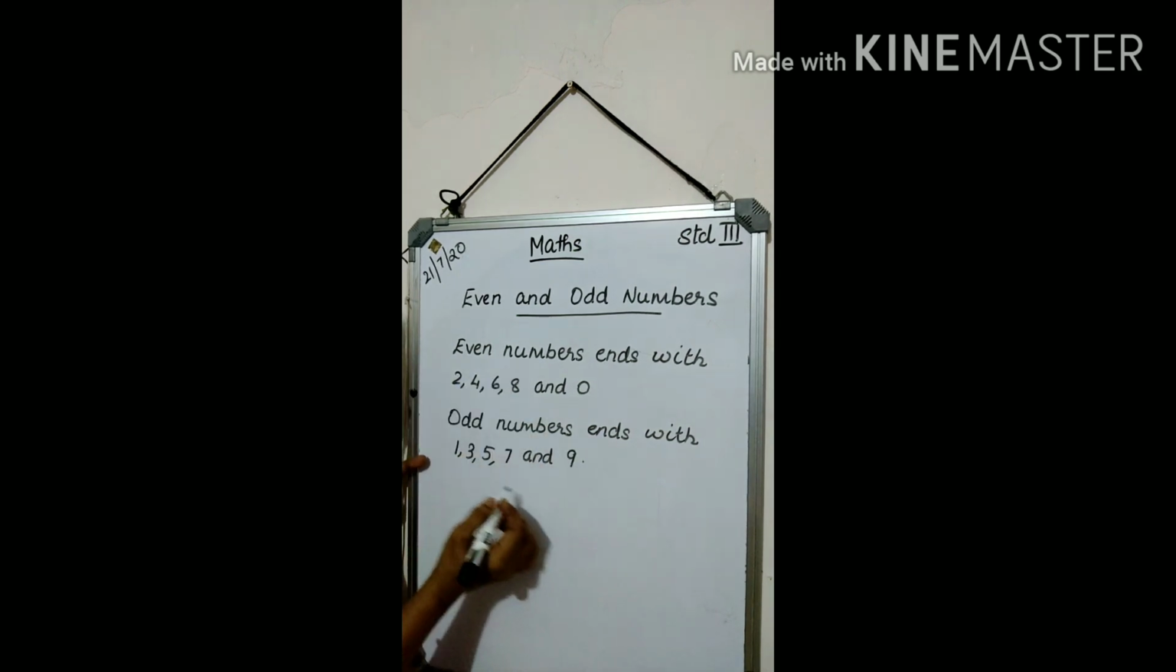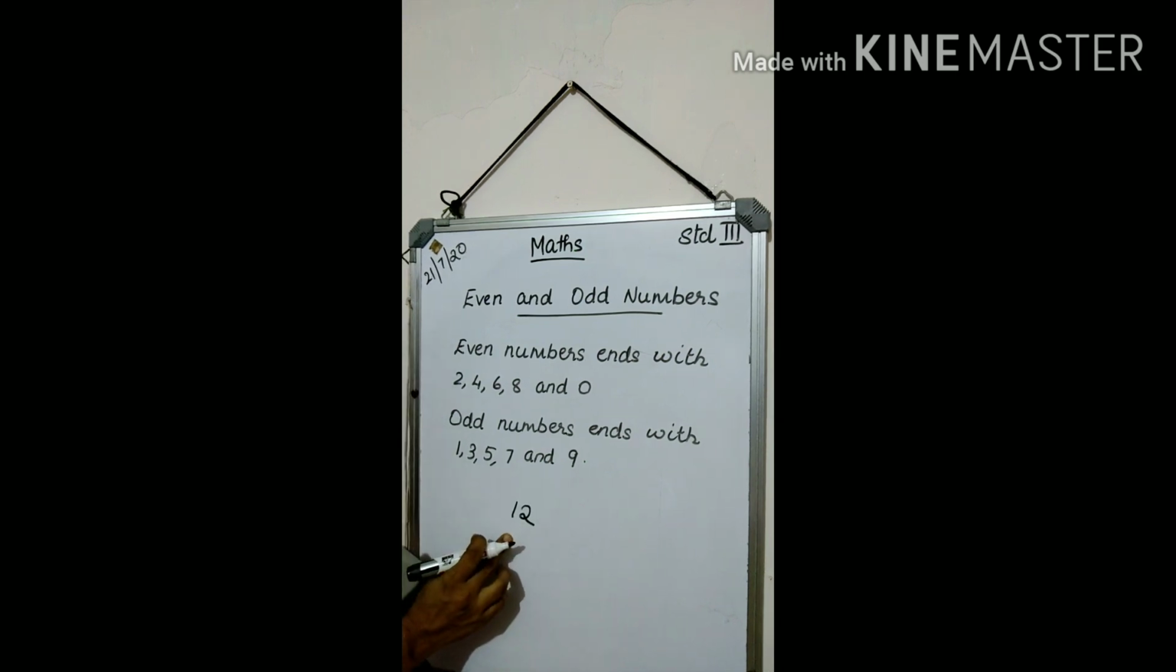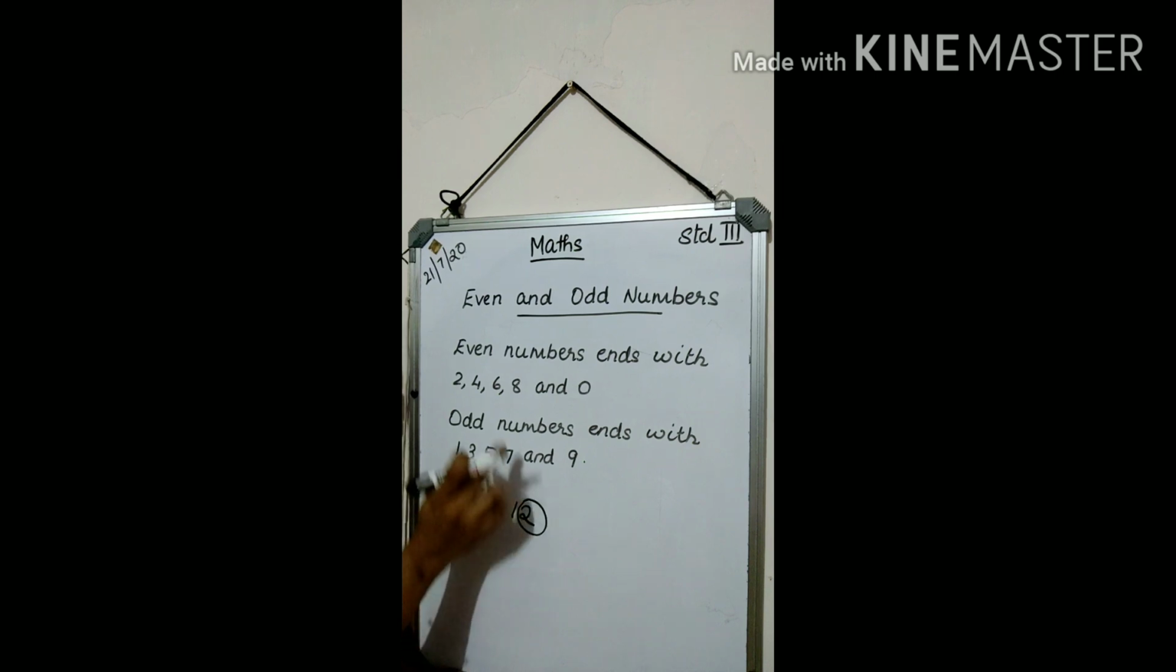Then identify, is this an even number or odd number? 12, even number or odd number? Look at the last digit, it is 2. So the number that ends with 2 is an even number.